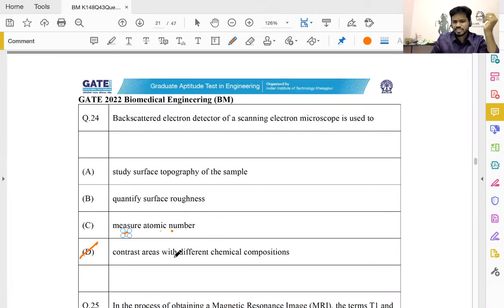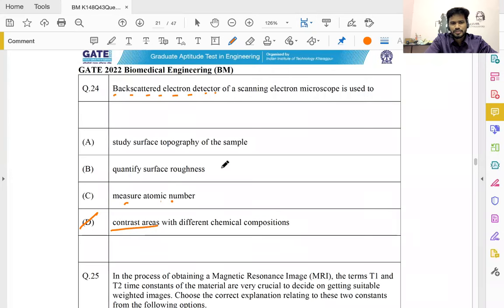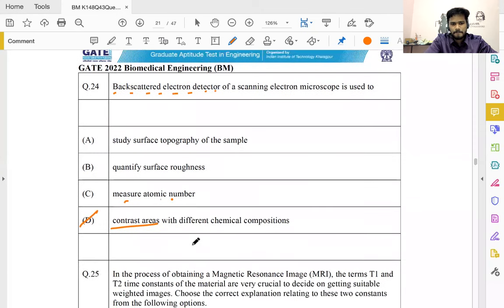We can get a change in variation due to variations in the intensity of backscattered electrons, and the change in intensity can at best give us a contrast. But no one really uses this to measure atomic number. For measuring atomic number, you'll have some other tests. We don't necessarily have to go for a backscattered electron detector. So we can get a contrast.